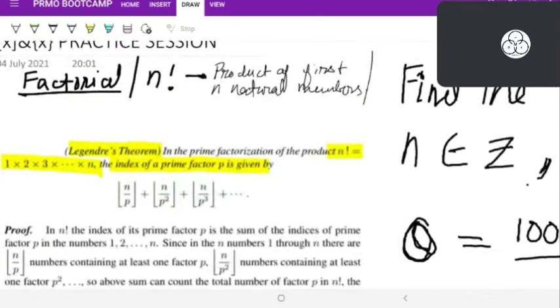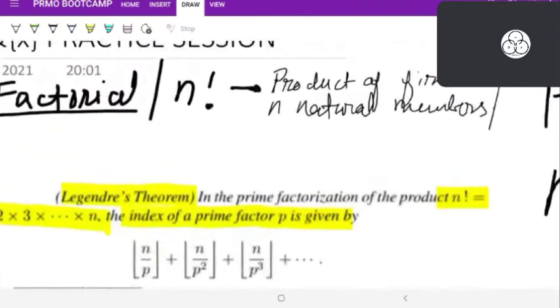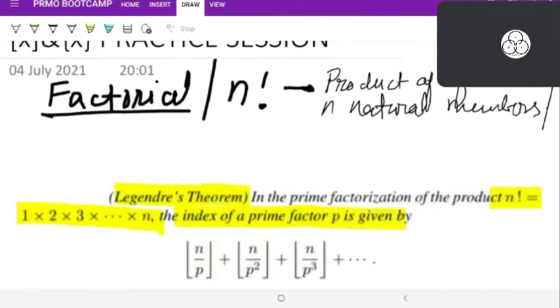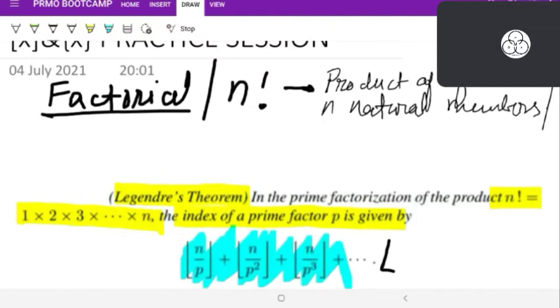So this we can find with the help of Legendre's theorem. In the prime factorization of the product n factorial, 1, 2, 3, ..., n, the index of prime factor p is given by this expression. These boxes denote the greatest integer function, and that is why we are studying this factorial in greatest integer function.